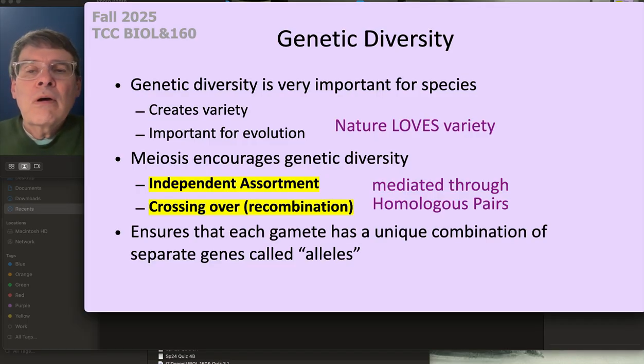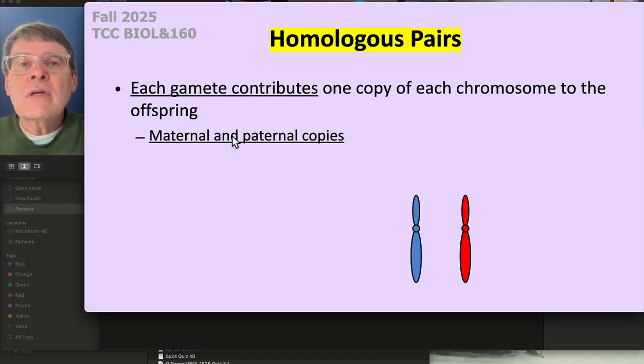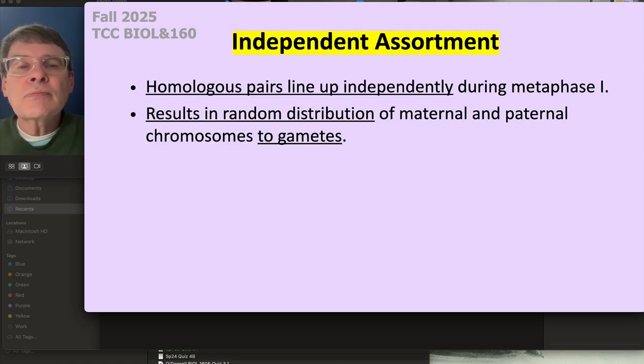This variation in the chromosomal nature guarantees that each individual will be unique and offer their own particular set of genes called alleles. Once again, the homologous pairs are a chromosome from each parent.